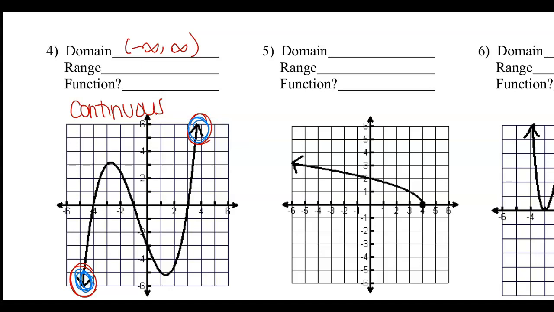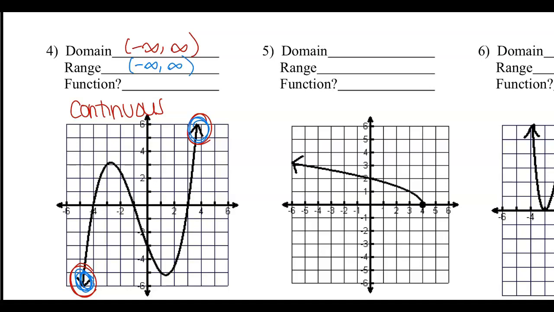Well, we're having that same situation. It's not going to stop at either of those places, at the bottom of the graph nor the top of the graph. It's not going to stop anywhere. It's going to keep going down the y-axis and up the y-axis. So that means for our range, we're going to go from -infinity to positive infinity.